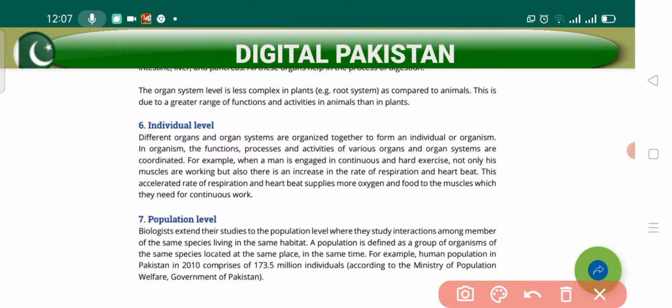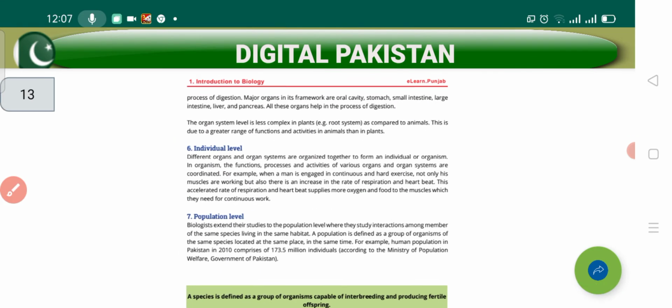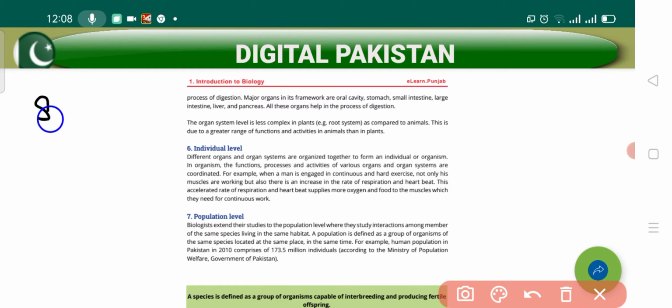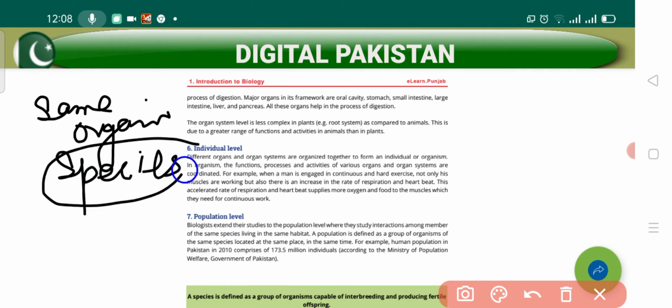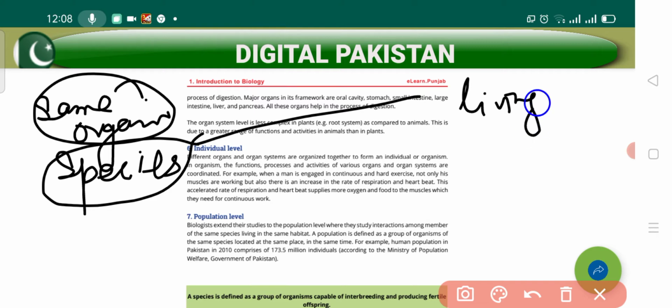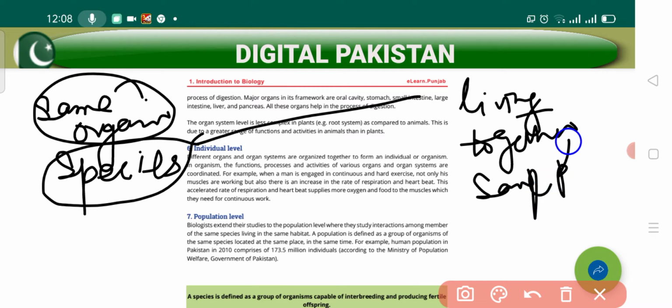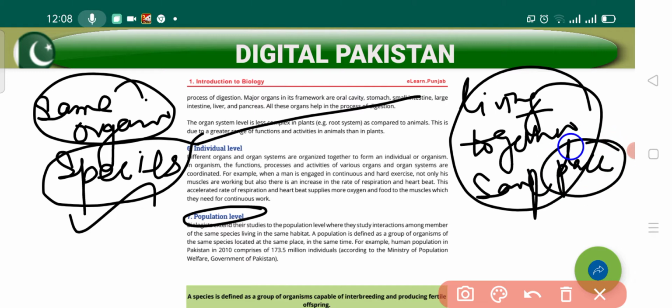Let me explain in detail. Basically, students, population means that when the same organisms, the same species, are living together, the two things: same species, and they are living together in the same place, then that will be known as the population level. If the same organisms, same species, live together in the same place, that will be known as the population level.